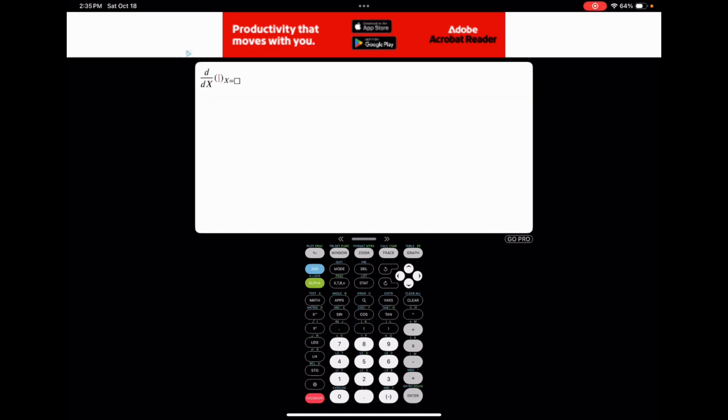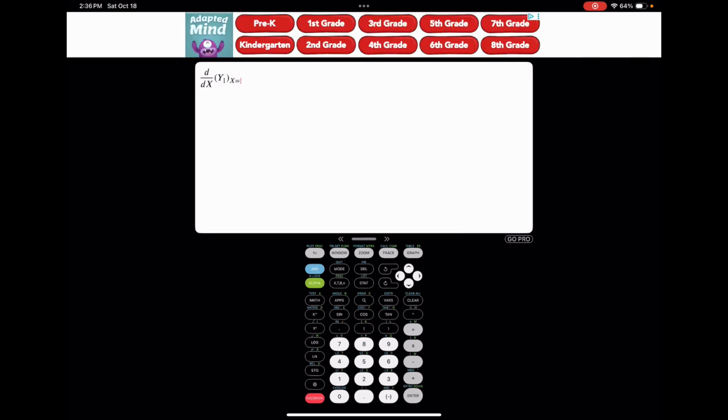Now on the 84, you do have to type in the x. You see where it says d over dx? You have to put in the x. Then you're gonna hit alpha, trace, y1 should be highlighted, enter. And then scroll over where it says x equals, and we want to put in -2. Enter.